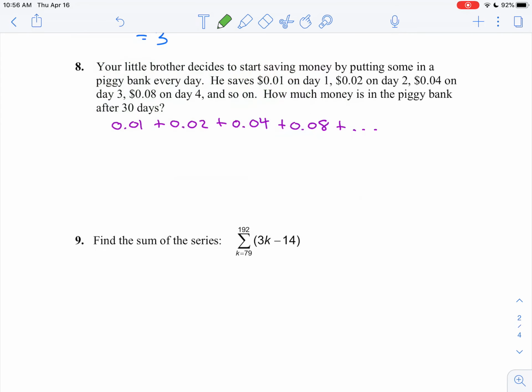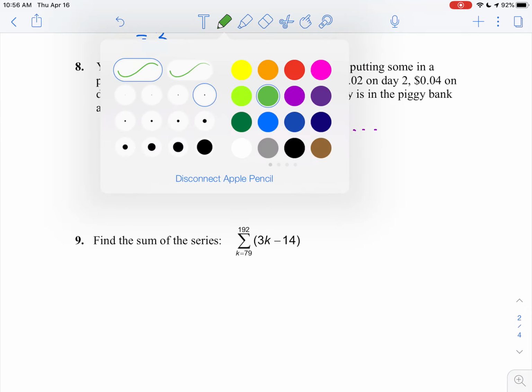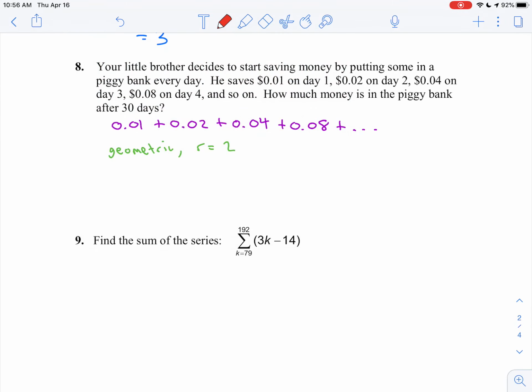This one is different than the previous problem because we can see that the amount is doubling every time. So it's geometric. We can see that the r value is a positive 2. So we're going to use our formula for the sum of a geometric series. I can fit that down here. So we want to add up the first 30 terms. And so that will be, the first term is 1 cent times 1 minus r to the n divided by 1 minus r. And here it is.